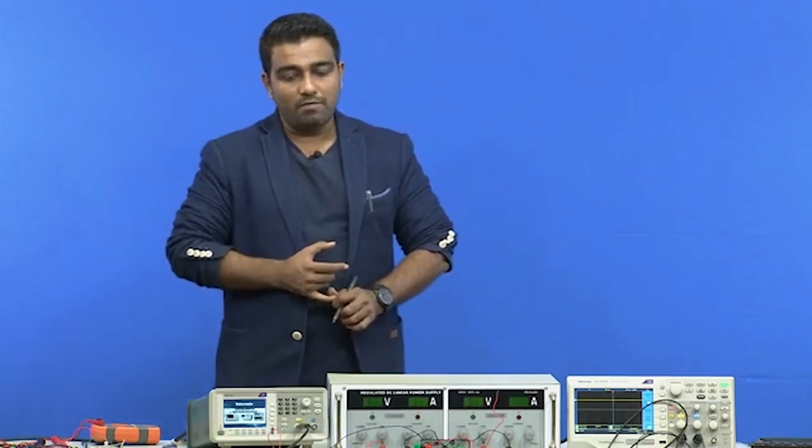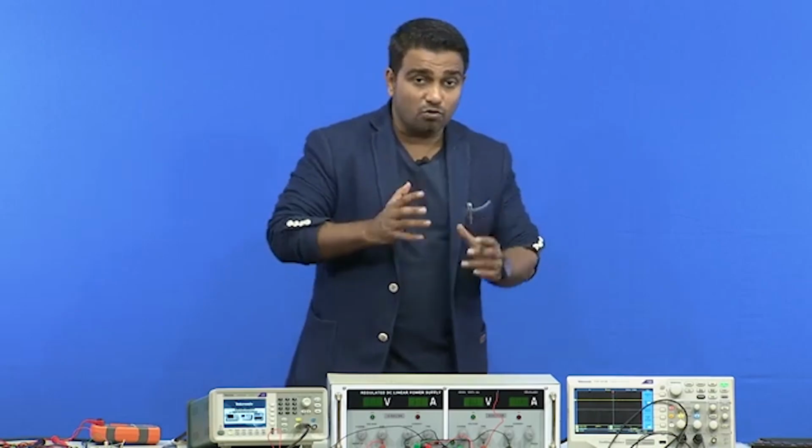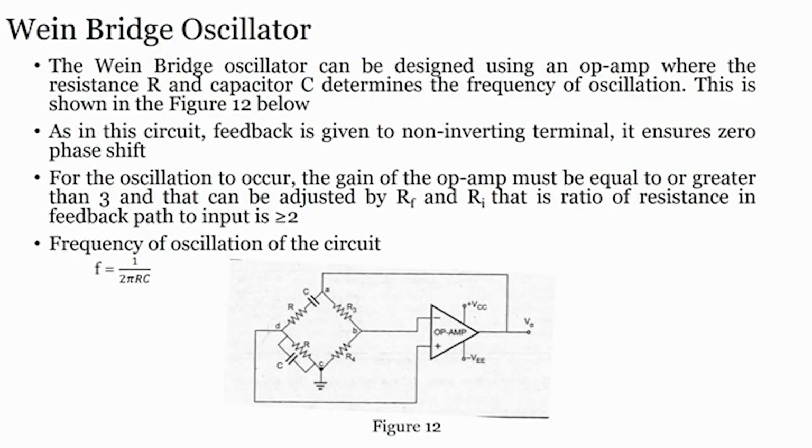So, when you talk about the Wein bridge oscillator, let us go to the screen so that it is easy and we do not waste our time. The Wein bridge oscillator can be designed by using an op amp, where resistance R and capacitor C determine the frequency of oscillation. This is shown in the figure. Here you see there is a capacitor C and resistor R. These two arms are the frequency determining arms, alright. So, resistor R and capacitor C determine the frequency of oscillation.